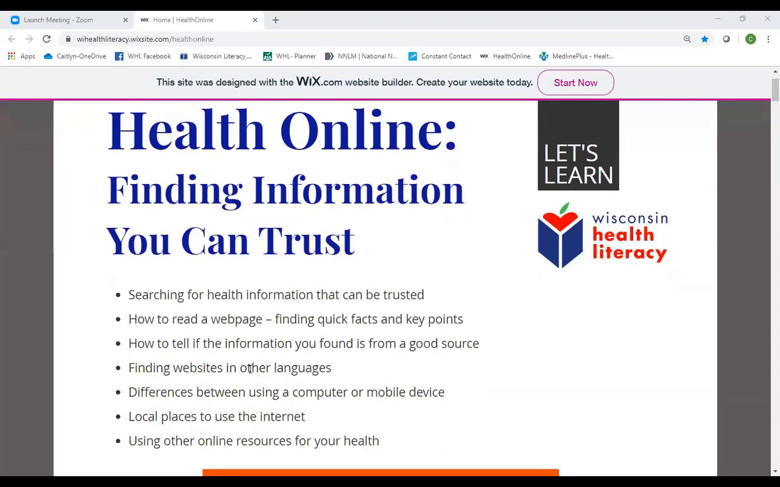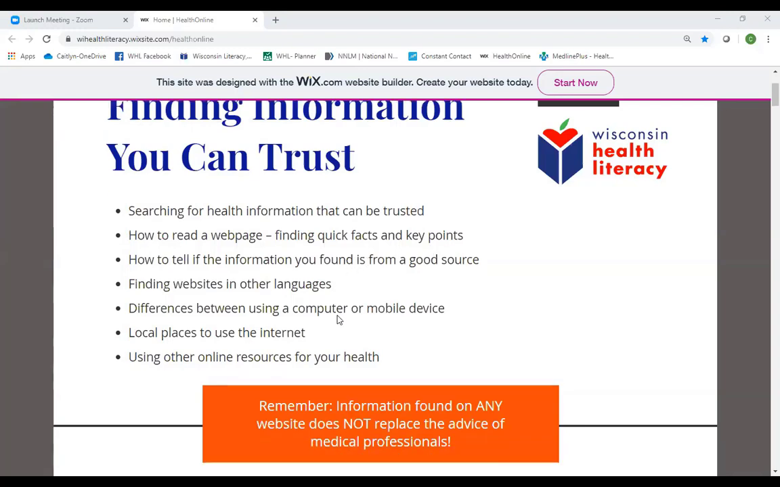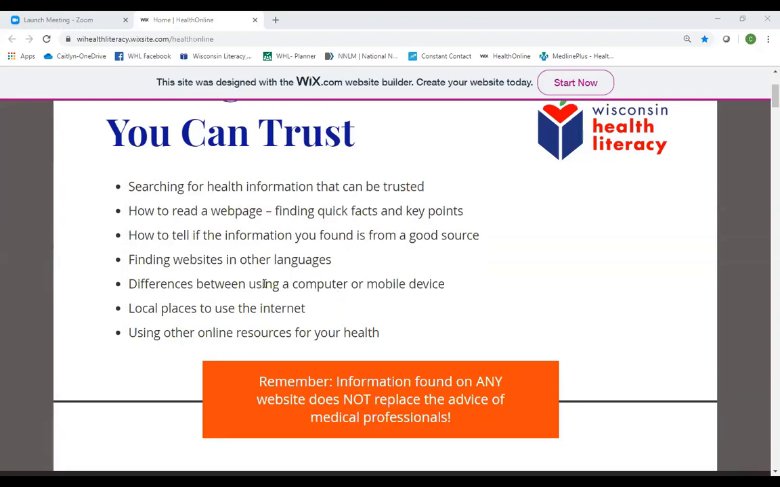The overall gist of the program: we're searching for health information that can be trusted, and then we're diving into how to read a web page. We're looking at scannability of a web page and those quick tips, as well as looking at the search results. We're looking at how to tell if information you found is from a good source, catching up on those red flags, pointing out what things are credible and what not, finding websites in other languages, the differences between using a computer and a mobile device, and where are those reliable places to use the internet.